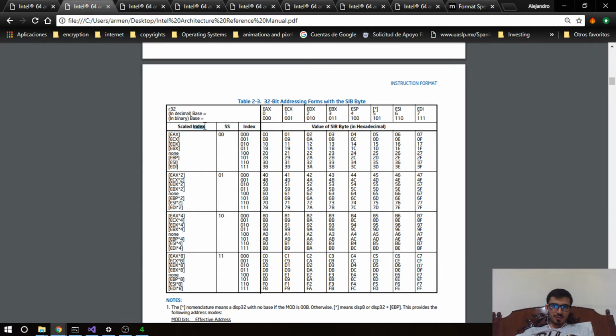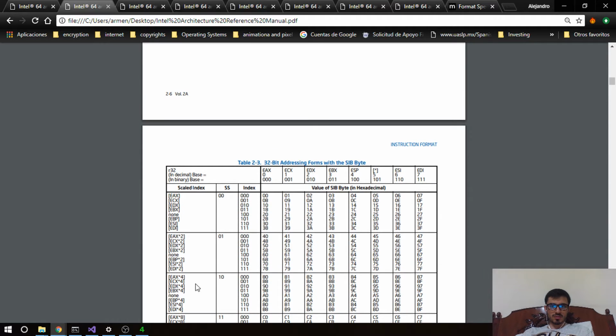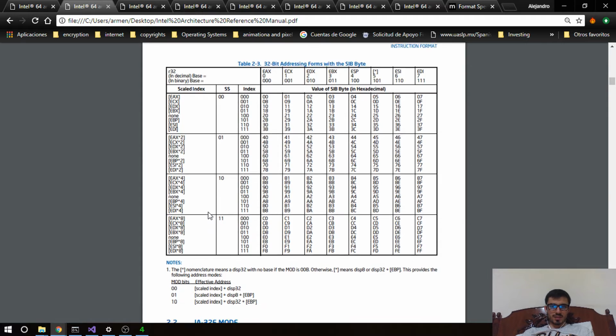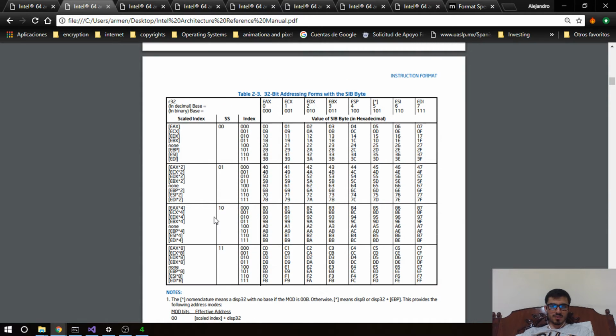But we have the same kind of thing. We have a base, we have an index, and we have a scale, which is good. This is 1, 2, 4, and 8, I believe. So we have that kind of stuff. Look at this. We are scaling the index, which is encoded by the EAX register in this case, ECX, EDX, EBX, EBP, ESI, EDI. ESP cannot be encoded, that's why we have a none on the ESP case.